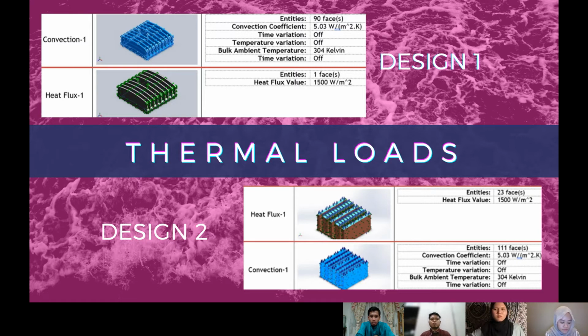The entity phase is 90 phase and the convection coefficient for both designs is 5.03 watt per meter square Kelvin. The bulk temperature we put is also the same, that is 304 Kelvin. For the heat flux, it is 1500 watt per meter square. So next.